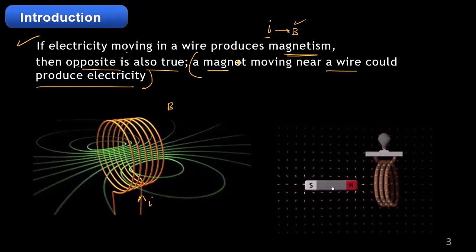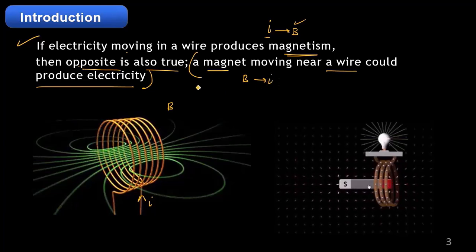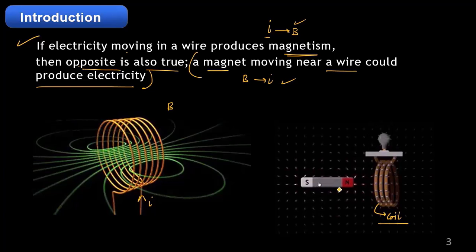Now I want to ask whether the reverse is true or not. That means from B, whether I can get the I or not. Yes, I can get it. So ধর বললাম এখানে coil রয়েছে. So in this coil there is no battery attached. So no current is flowing. But once I insert a magnet inside this coil, what we found is that the bulb glows.